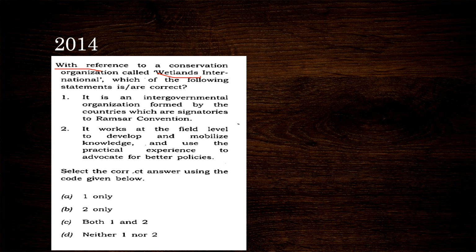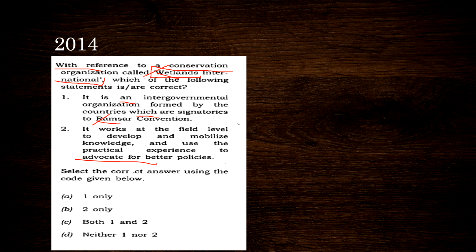Which statements are correct? It is an international organization formed by countries which are signatory to the Ramsar Convention. It works at the field level to develop and mobilize knowledge and use the practical experience to advocate for better policies. Again, if we have read about the Ramsar sites, then we will know that among the 5 organizations with which the Ramsar Convention works, Wetlands International is one of them. But saying that it is formed by the countries which are signatories to the Ramsar Convention is a very narrow-minded opinion, and this could not be the case because there would be countries which are part of Wetlands International but not part of the Ramsar Convention and vice versa.